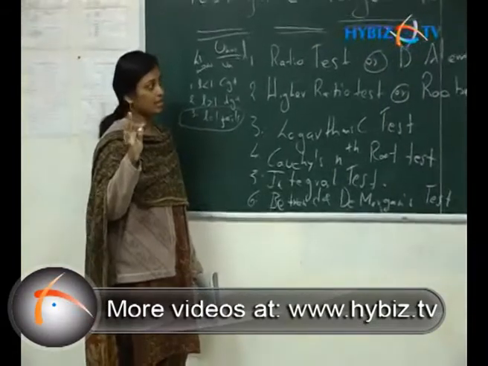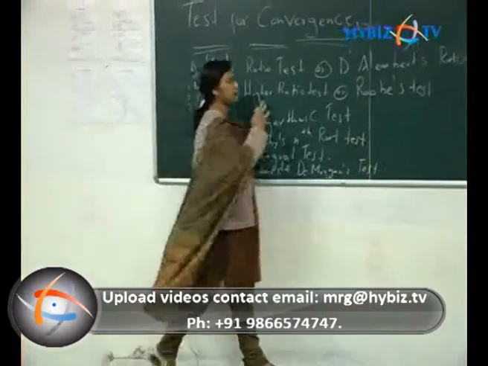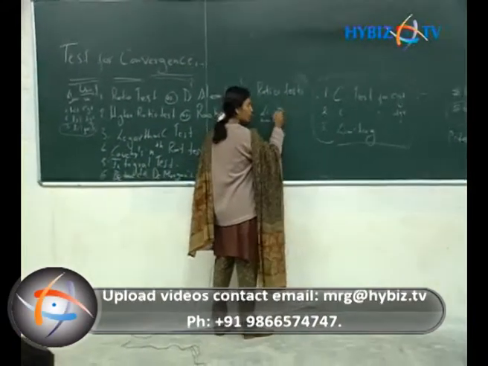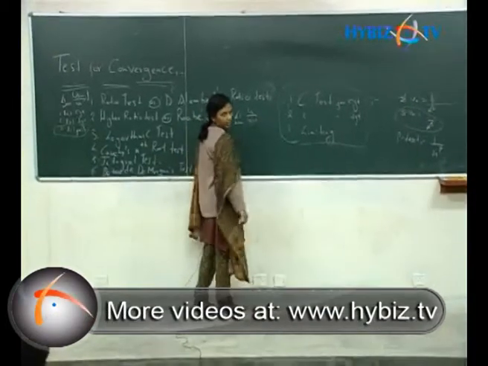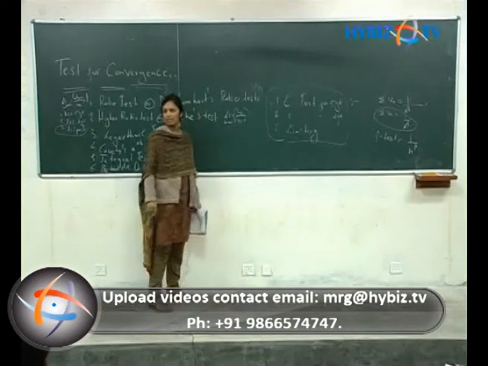In Raabe's test, it is the same as before, but inverse. Now what is the statement for this? Limit n tends to infinity of un by un plus 1, or else if you multiply by n, some formula will be obtained.